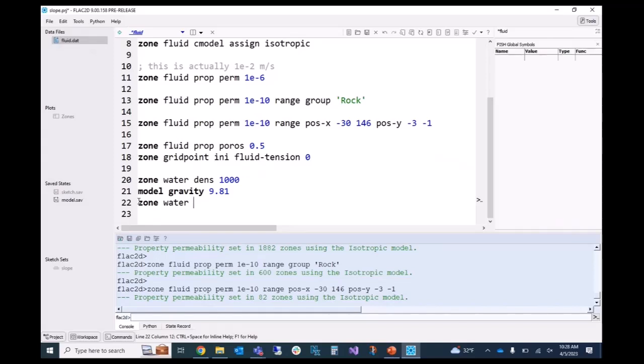Zone water plane. You give the normal. So you could theoretically have a water table that is not horizontal, right? You could have a water table that's on a slant. You could have a water table that's a crazy complicated shape, and you could do that by importing, for example, the DXF, which would just be a 2D line. You can do stuff like that.